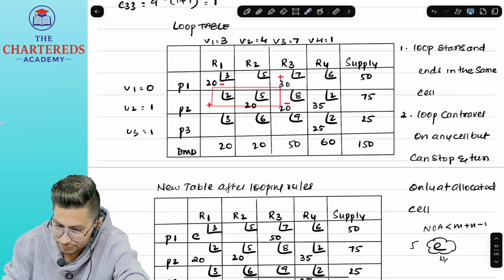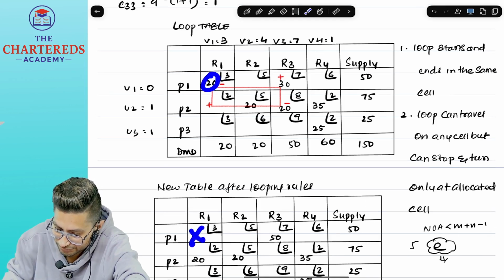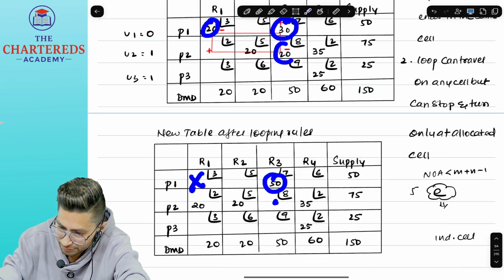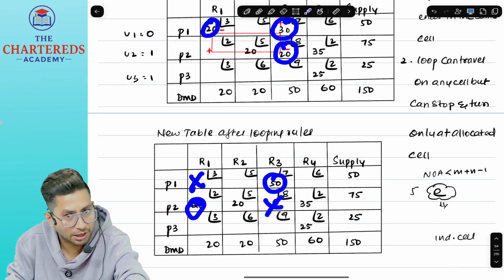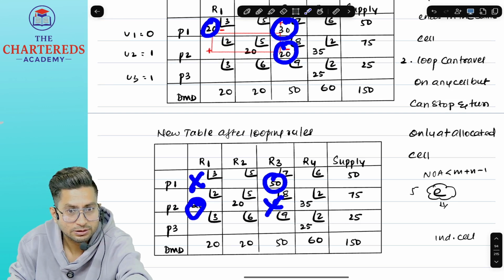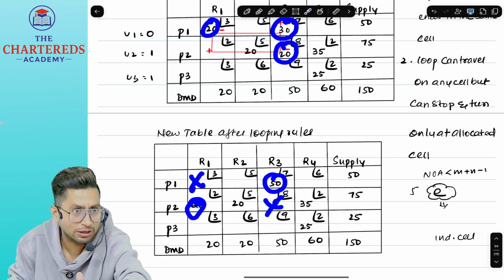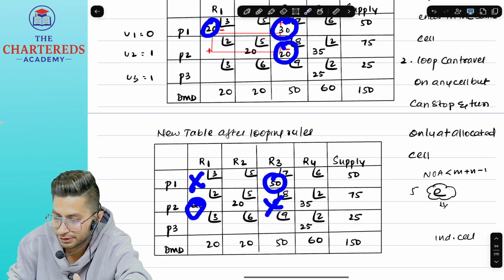See, this will become 0. Nothing is there here. This will become 50. This minus 20 is gone and here 20 has come. Once the loop is formed and we create a table, again you check for what? Optimality, right? Again you check for optimality. How to check for optimality?